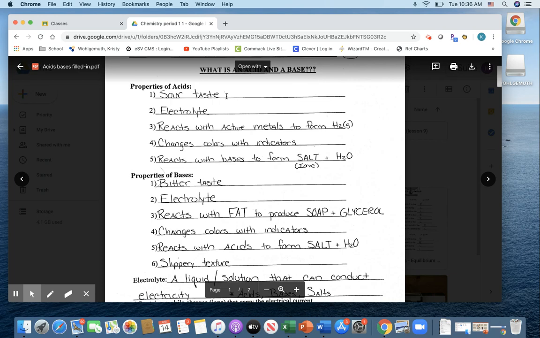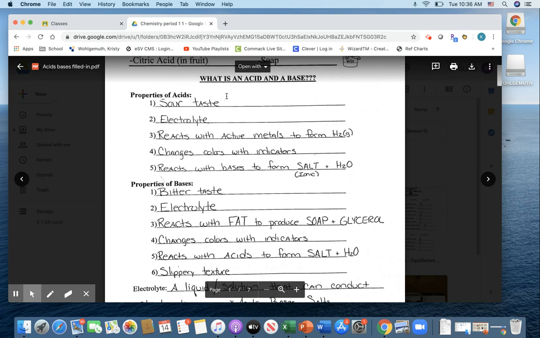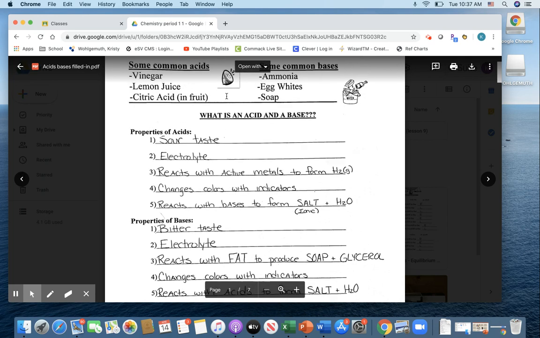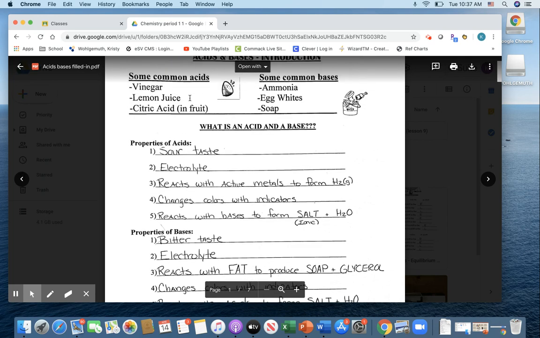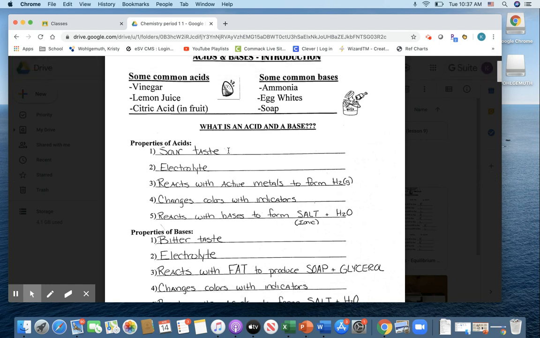Now, taste is only if it is something you normally eat. I'm not saying go out and get a beaker of hydrochloric acid and taste it, okay? We're not talking about that. This is where we're talking about those lemons and that vinegar. You know what a sour taste is. Sour Patch Kids, Warheads, any of those candies. If you read the ingredients, you'll notice that there are some acids listed as an ingredient. And those acids are specifically there to give those candies those sour tastes.